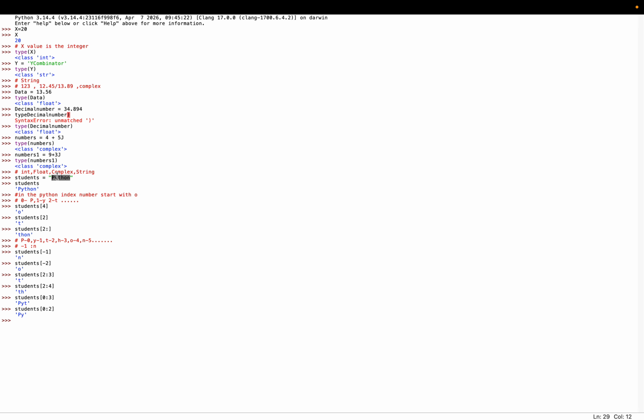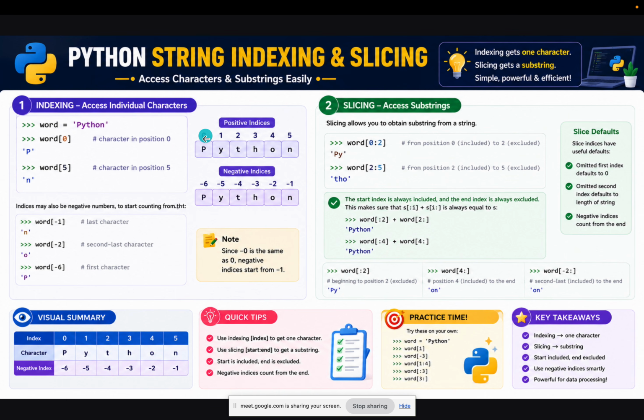Oh, sorry, Python, sir. I made a mistake. That is what I'm telling now. Because P number is 0. That is what I'm telling, starting onwards. Here index number starts with 0. See, the positive index starts with 0: 0 for P, 1 for Y, 2 for T, 3 for H, and 4 for O, 5 for N. That is what I'm trying to explain to you.